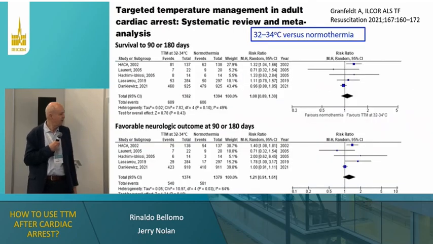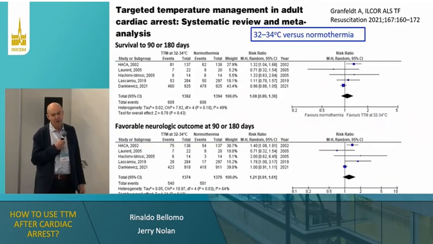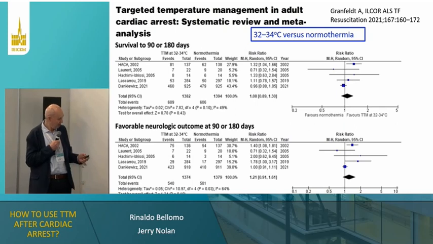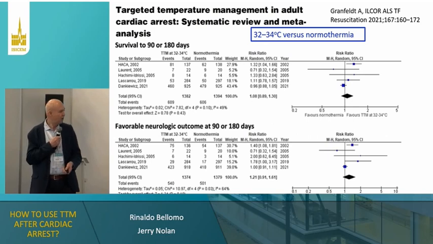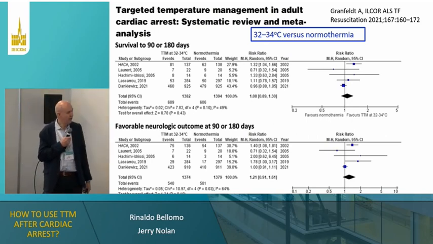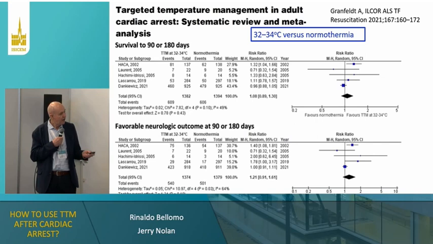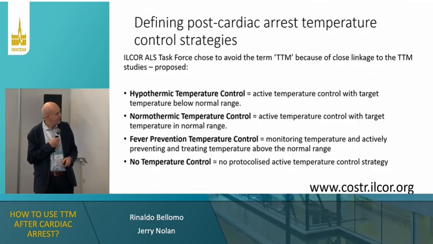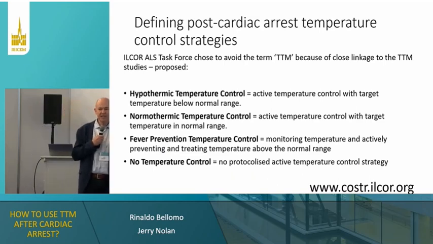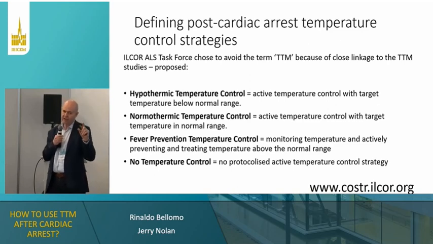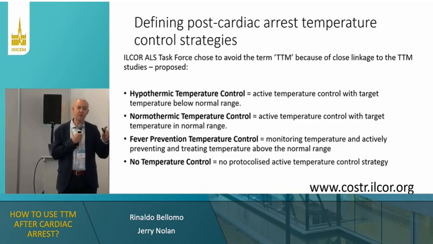And if you look very briefly at the forest plots for those, you can see no significant difference either in survival, which doesn't show on the screen, survival at the top one, and then on the bottom one there, neurological outcome at 90 to 180 days. So I guess the point estimate is slightly favouring targeted temperature management or hypothermic temperature control, but basically no significant difference. And this was the point I was making about definitions. I think the problem with using the term TTM is it confuses it with the specific TTM1 and TTM2 trials.